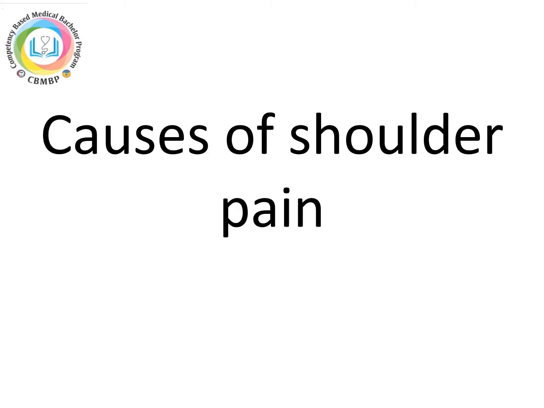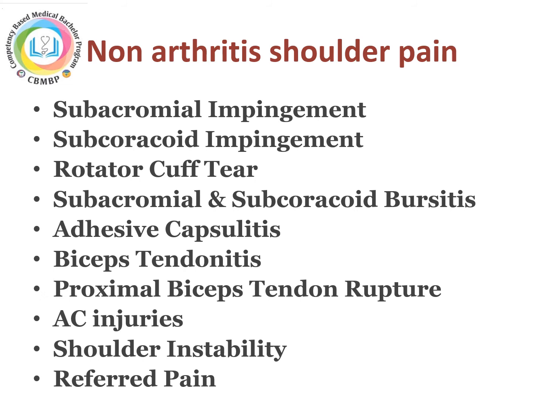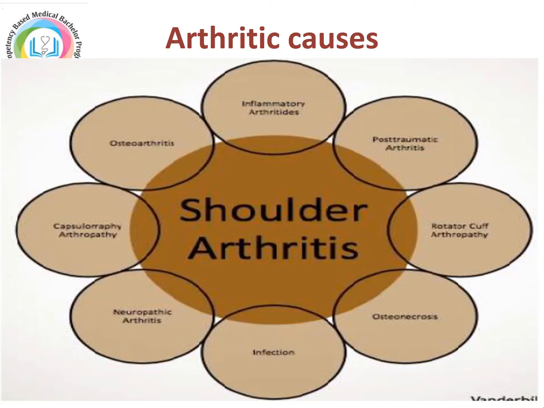We proceed to the causes of shoulder pain here. We divided it into non-arthritic shoulder pain and arthritic shoulder pain. Non-arthritic is caused by trauma or degenerative process or tumors, like subacromial impingement, subcoracoid impingement, rotator cuff tear, subacromial and subcoracoid bursitis, adhesive capsulitis, bicipital tendonitis, biceps tendon rupture, acromioclavicular injury, shoulder instability, and maybe referred pain from other sites.